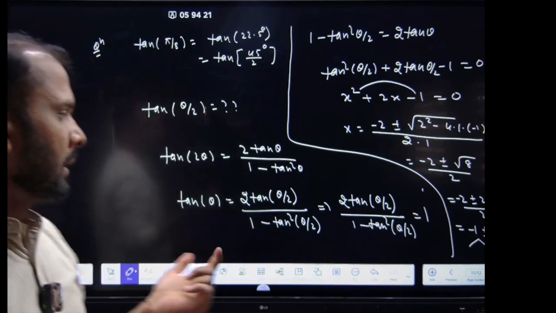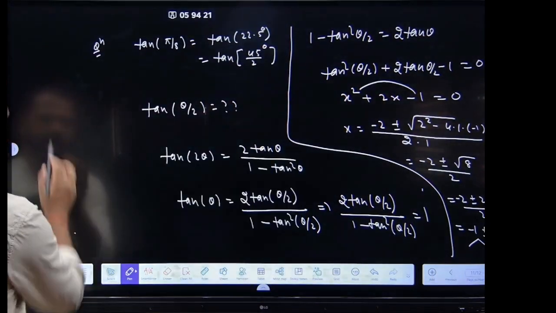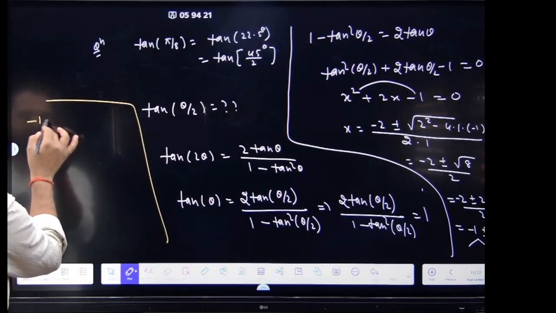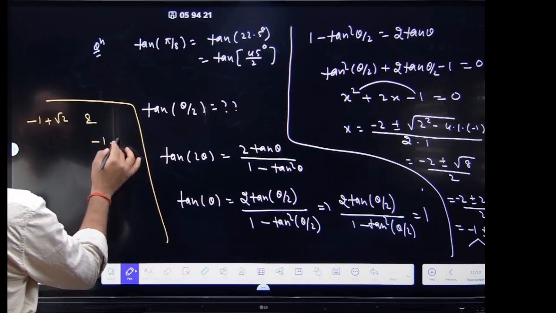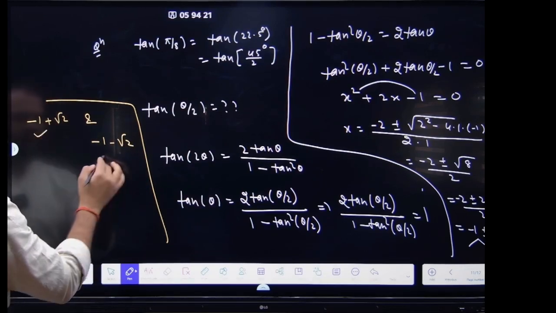Same thing. So from here two answers are there. How to choose which one will be the answer? Just see, from here the answers are: one is minus 1 plus root 2 and the second one is minus 1 minus root 2, correct? This one will be the answer, not this one.